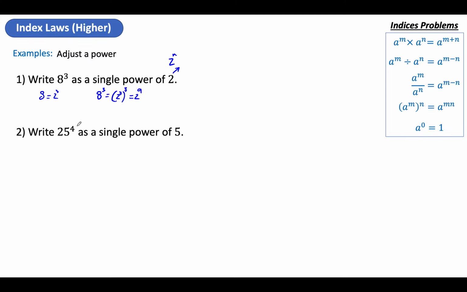What about 25 to the power of 4 as a single power of 5? So they want us to rewrite 25 as a power of 5. Well, 25 is 5 squared, right? So that's equal to 25. And that needs to be to the power of 4. 25 to the power of 4.